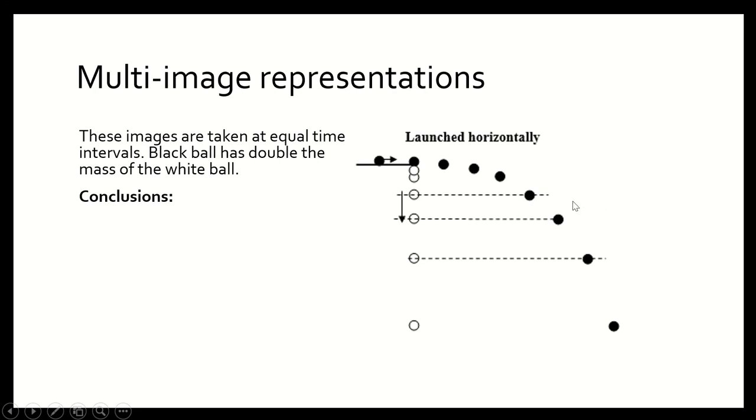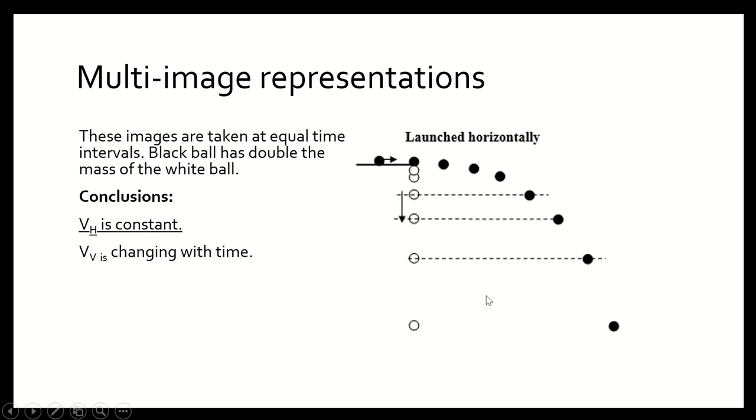Now, every split second of time, at the frame rate, a picture of the ball has been taken and they've been laid one over the top of another. That's a multi-image representation. So looking at analyzing this graph, we can come up with some conclusions. What we can conclude is the following. The first one is that the horizontal component of velocity is constant. At each frame, the ball has moved the exact same distance. So the horizontal component of velocity is constant.